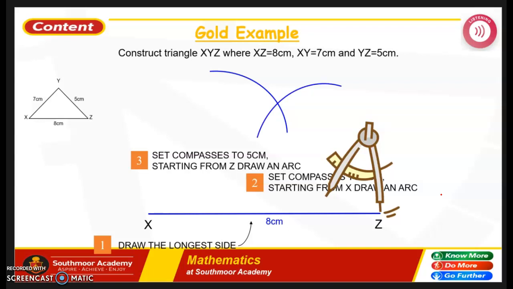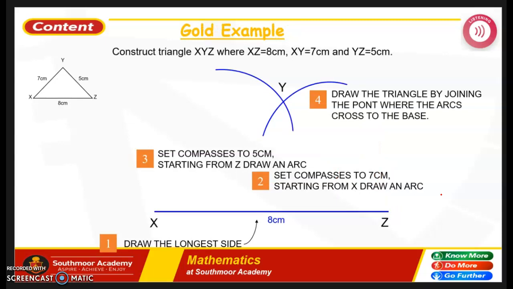Once you've done that, you can take your pencil out of your compass and you're going to match up the lines by joining them to the base. So we are going to join them like such. So this is how your triangle should look now.